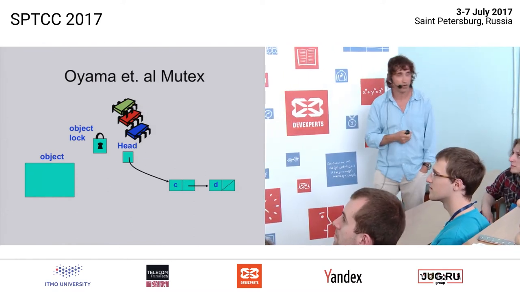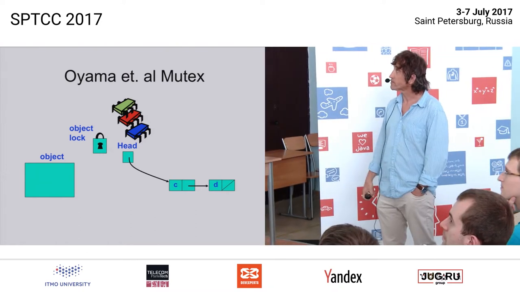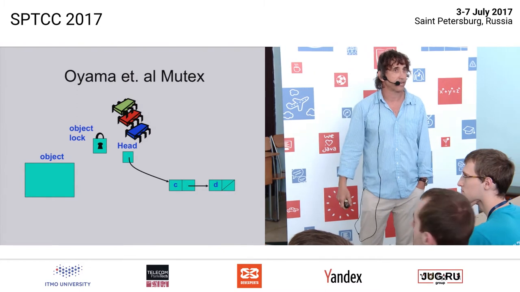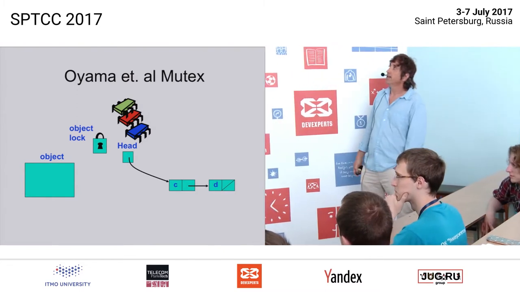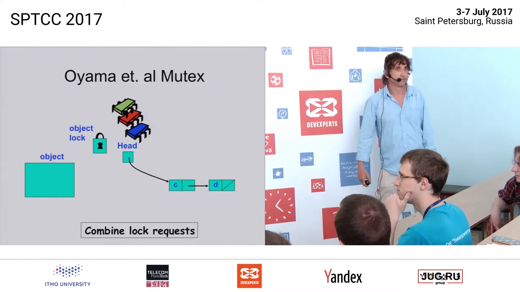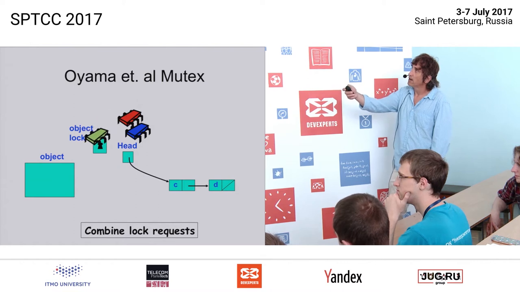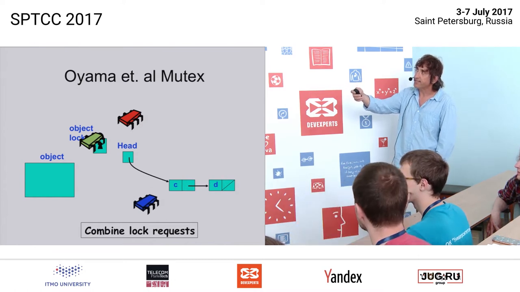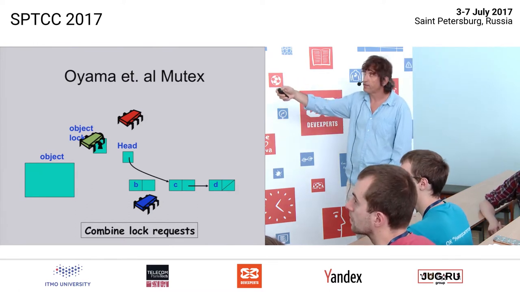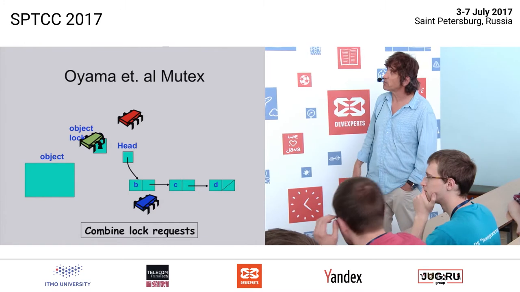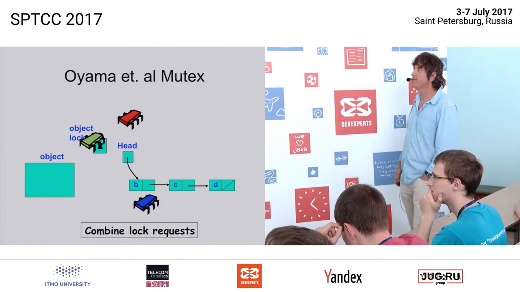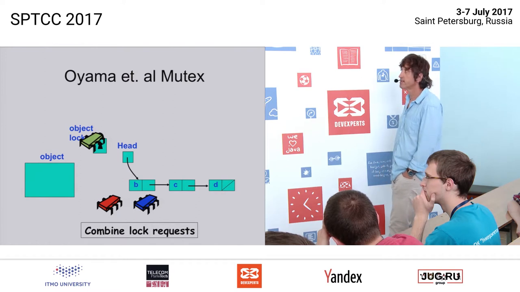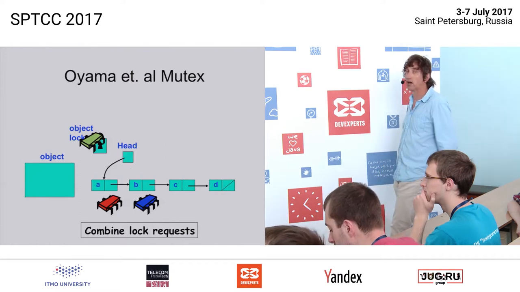You can take one lock, and this is Oyama et al's algorithm. Let's say I have a shared object and I have one big lock protecting it. What I do is I combine the lock requests. A guy comes, wants to access the lock, and grabs it. The next guy that comes and doesn't get the lock adds himself to a list. He does this with a compare-and-swap operation, adding himself to a list of requests for the lock. So far it looks a lot like MCS. Here's another guy, he adds himself to the list of the requests to the lock.